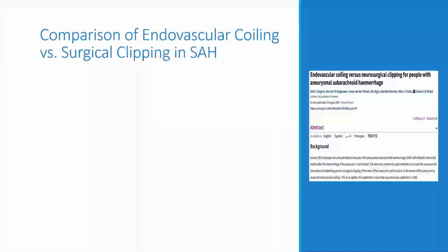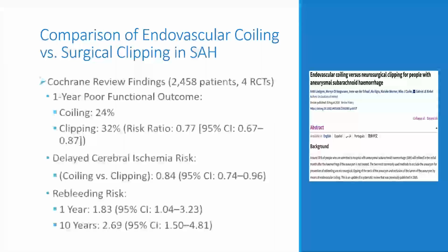This is a comparison of endovascular coiling versus surgical clipping, presented in a Cochrane review in 2018. In all three categories, endovascular coiling shows a better outcome. For 1-year poor functional outcome, coiling has only 24% poor functional outcome, and clipping 32%. Likewise, for delayed cerebral ischemia and rebleeding, coiling has fewer complications compared to clipping.